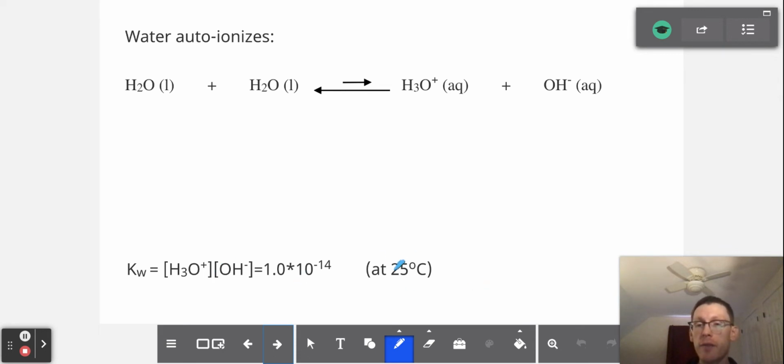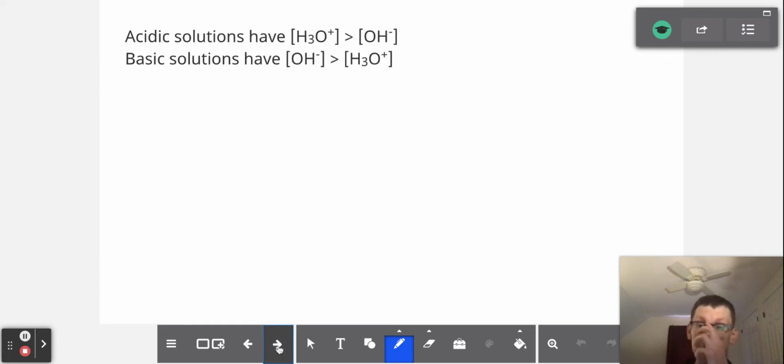And at 25 degrees Celsius, the equilibrium constant for this process is equal to 1.0 times 10 to the negative 14th. Again, indicating that there really isn't a lot of the products, but there is some. Now, an acidic solution is any solution where the H3O+ concentration is greater than the concentration of OH-, and basic solutions have an OH- concentration greater than H3O+ concentration.